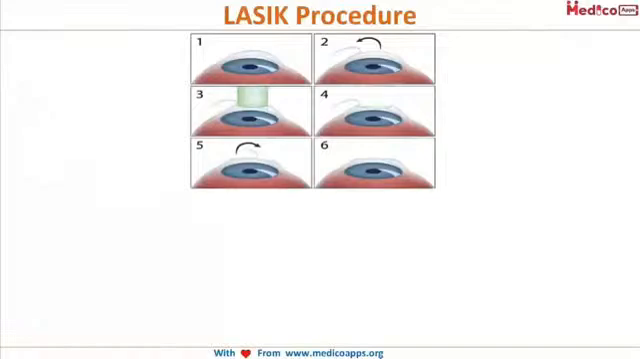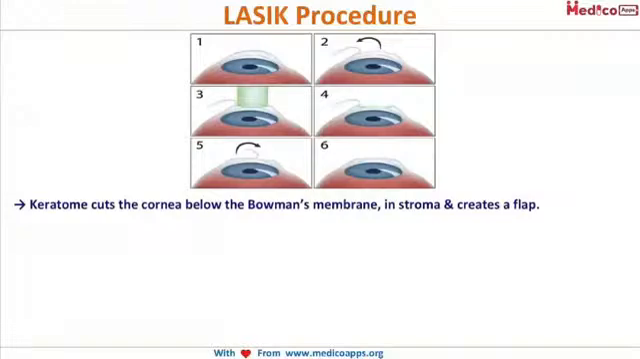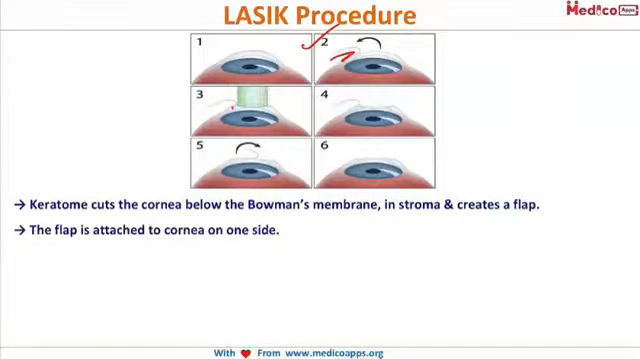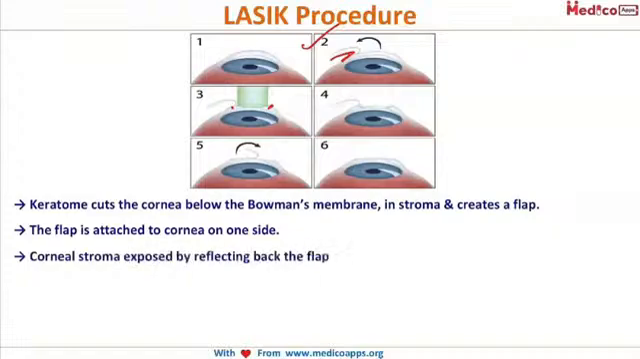Now let's look at this procedure. What is done over here is that the keratome cuts the cornea below the Bowman's membrane. So here you are eliminating the issue of pain as well as scarring. You go beneath the Bowman's membrane and you can see in this picture that a flap is created. This flap is lifted but it is attached to the cornea on one side and it is lifted from the other side. The flap containing epithelium and Bowman's membrane is removed, so the next layer, that's nothing but your stroma, is exposed.